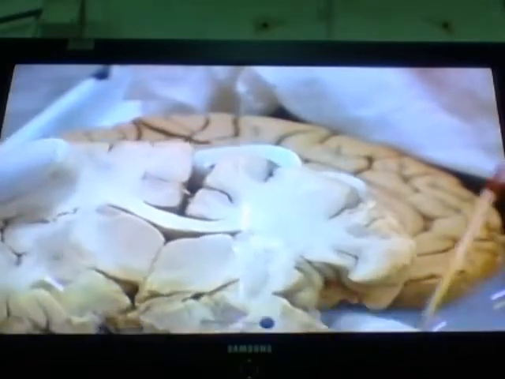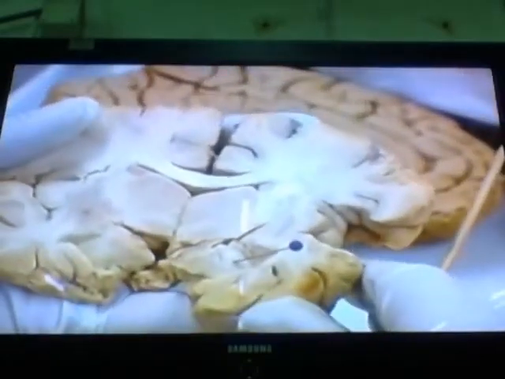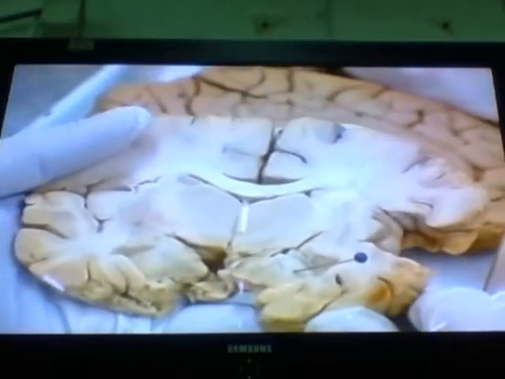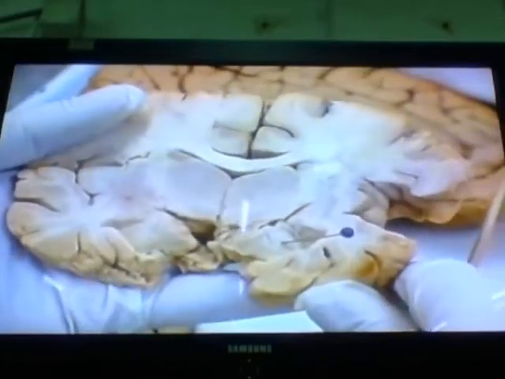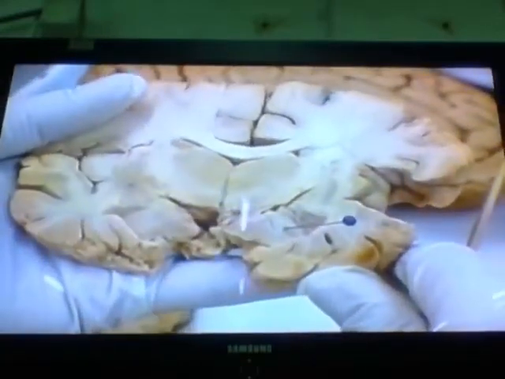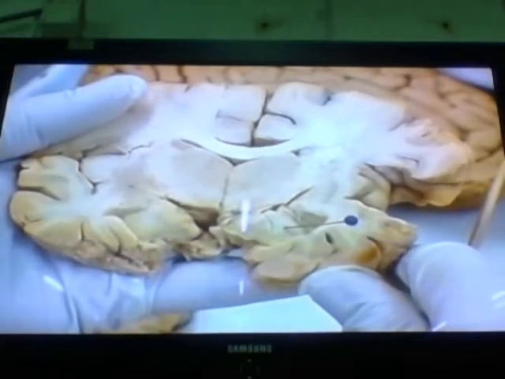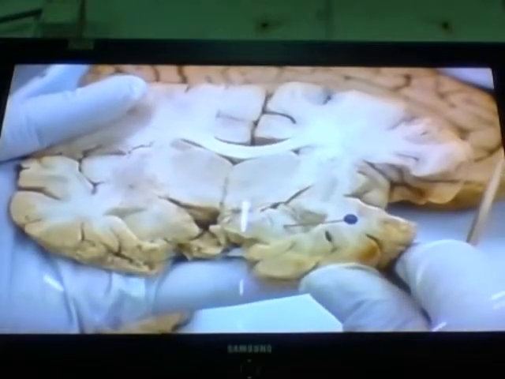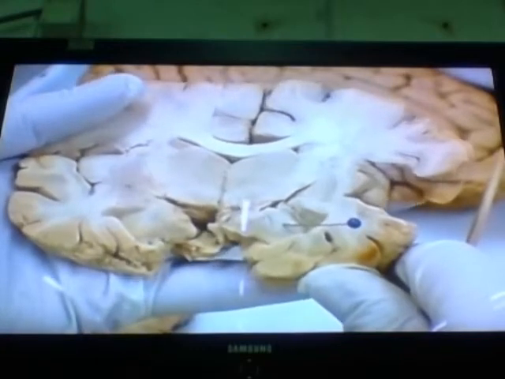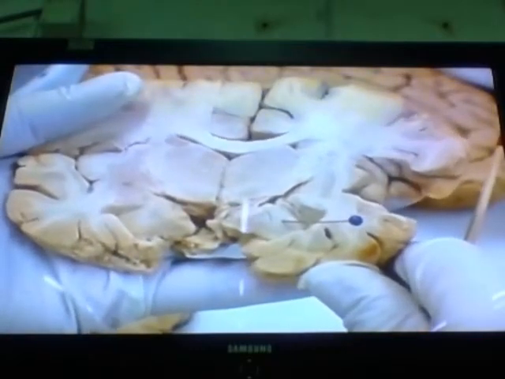What are the efferents of the amygdala? Efferents. One, the major one, stria terminalis. Two, ventral amygdalofugal fibers to the hypothalamus. Three, diagonal band of Broca. There are also amygdala striae.